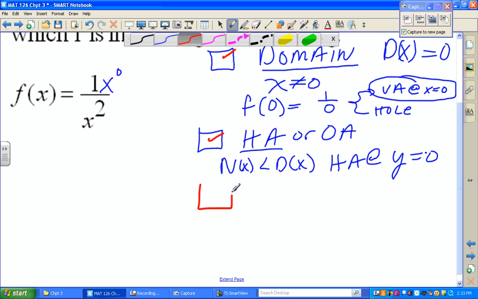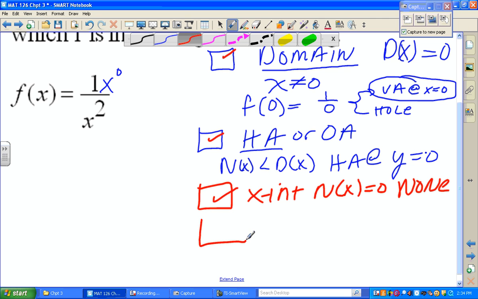Next, what is the x-intercept? What makes the numerator equal to 0? Nothing. There isn't one. Y-intercept. Check. What do you get when you put 0 in for x? Error. So there isn't one. And now you make your sketch.